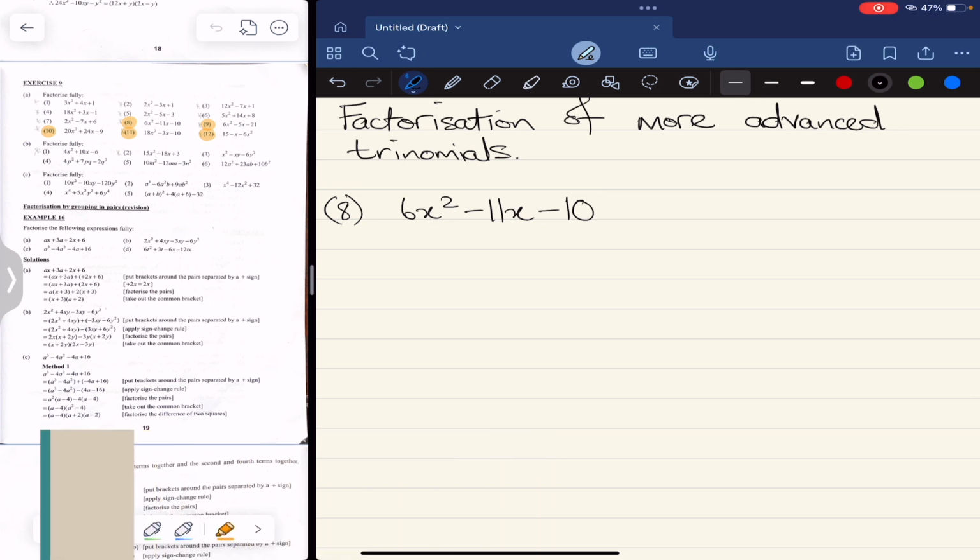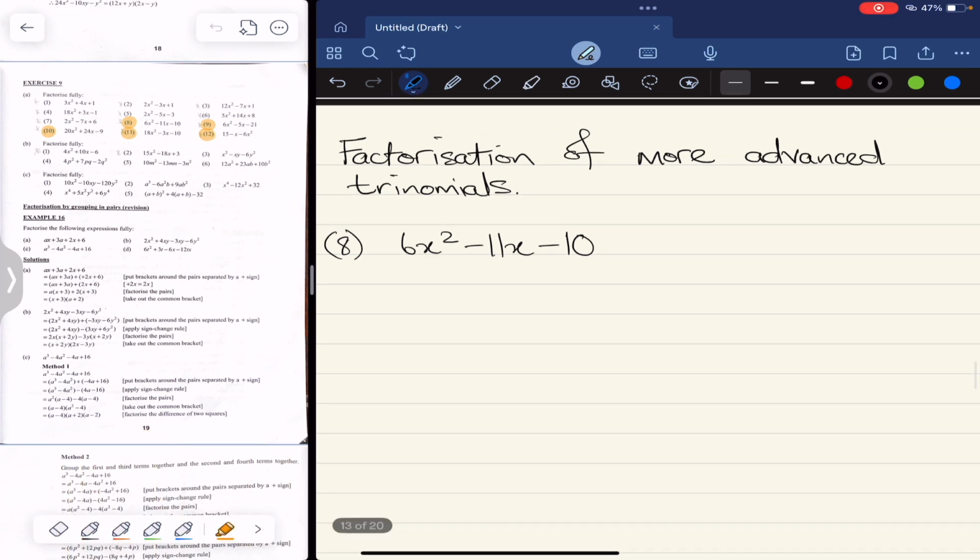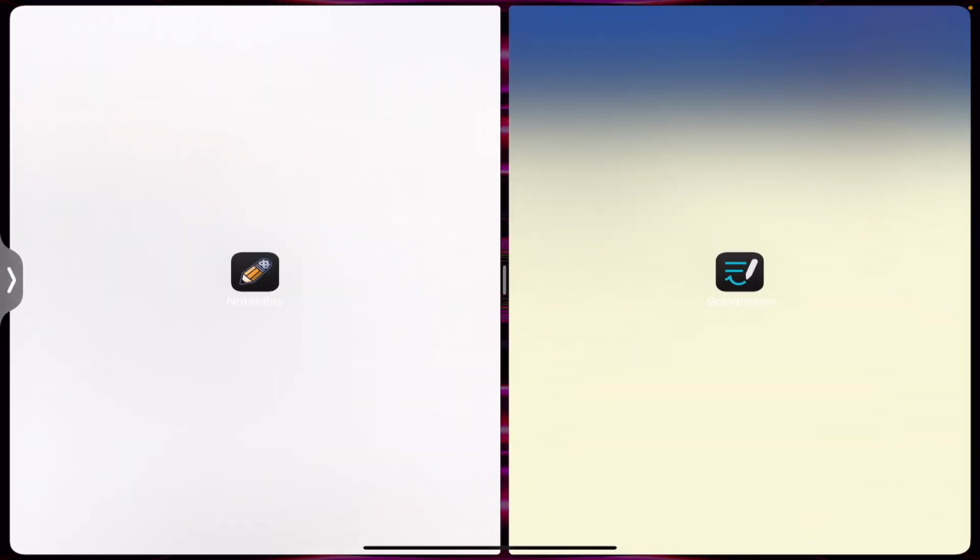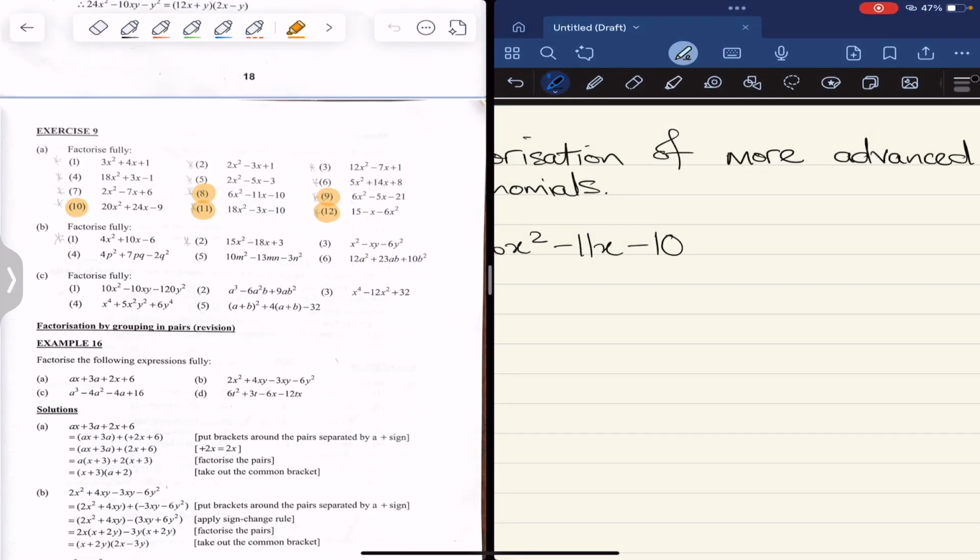I'm just going to quickly look at a topic that we've been covering as of today, and that is the topic of factorization, particularly factorizing more advanced, or more complex, trinomials. I'm going to be looking at the exercise from the Mind Action Series textbook, as you can see on the left of the screen here.